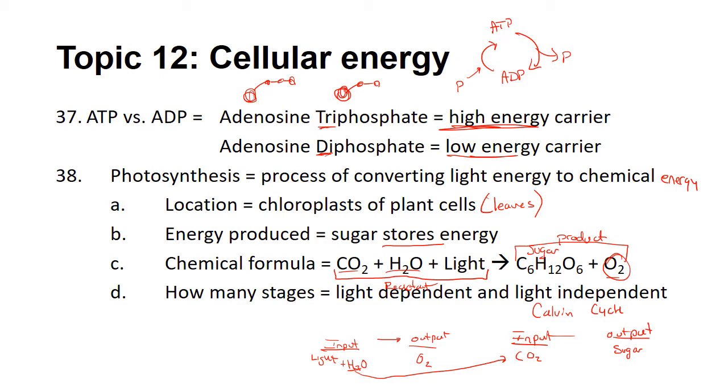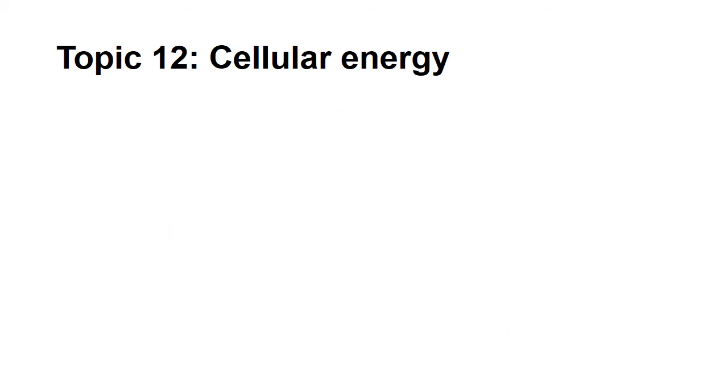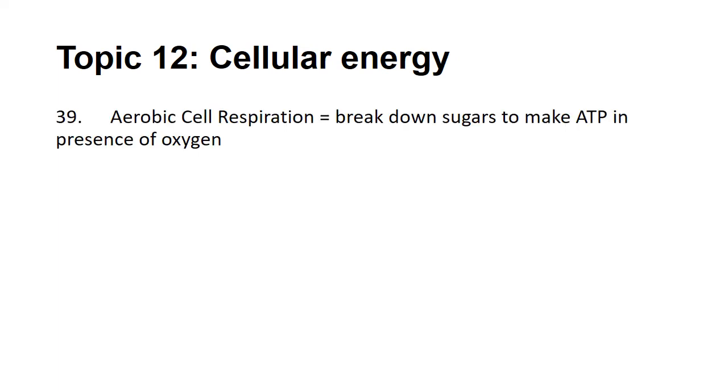Okay, can I move on from photosynthesis? Are we good? Okay, so we have aerobic cell respiration. Aerobic cell respiration is when we break down sugar to make ATP in the presence of oxygen, O2. Please do not forget, aerobic means oxygen is there. Anaerobic means no oxygen is involved, right? So we're talking about an aerobic form of cell respiration. And where does that occur?